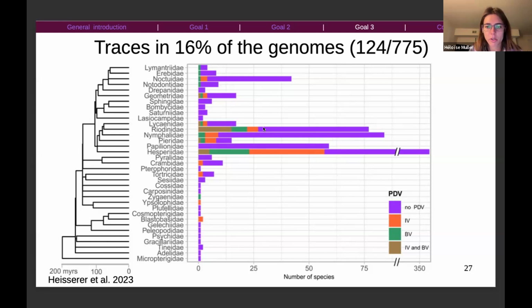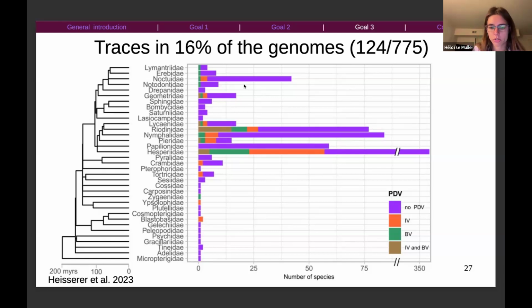So when a species is in purple, it means that we could not detect any trace of Polydnavirus in this genome. When it is in orange, it means that we found at least one trace of Ichnovirus in the genome. In green, at least one trace of Bracovirus. And in brown, it means that we found traces of both Ichnovirus and Bracovirus in the same genome. So here you can see that most families seem to be implicated in those horizontal transfers. And overall, we found that there were 16% of the genomes with traces of Polydnaviruses. So here, of course, we refer to Polydnaviruses in all the cells of the organism, so something that has been transmitted throughout the generations.